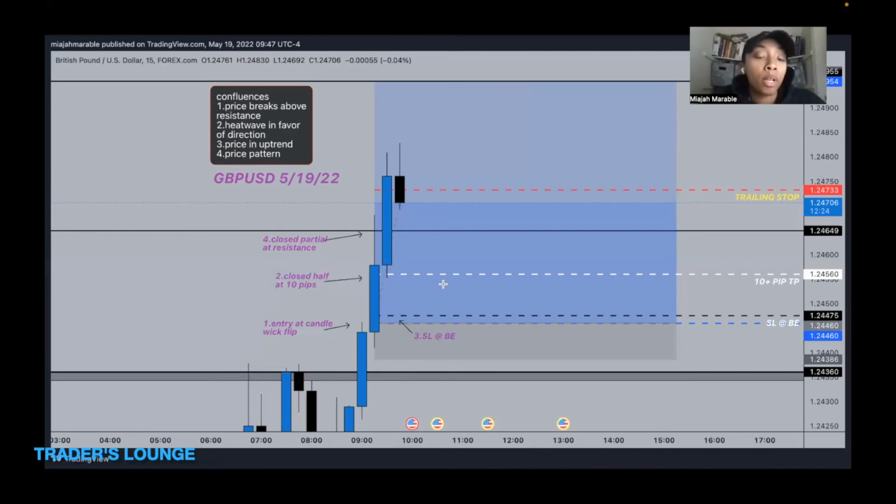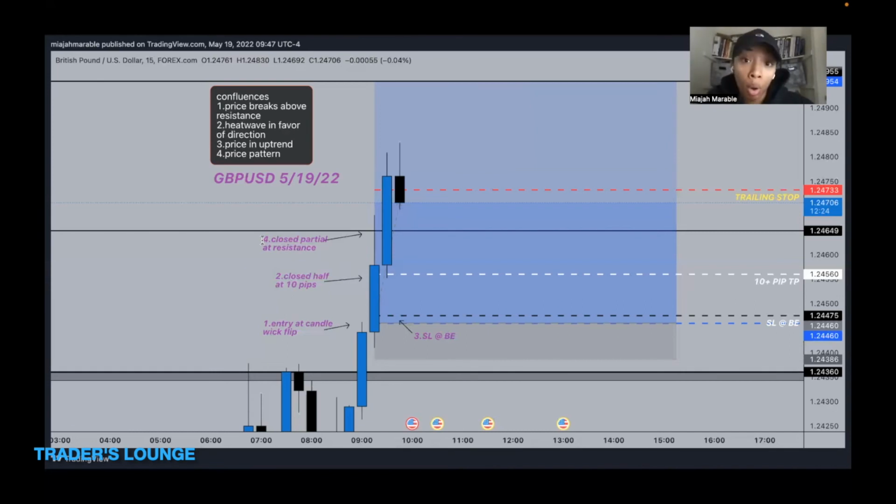Another way that I move my trailing stop is if this candle were to close, then I would move my trailing stop here. But also I'm thinking, okay, if price broke above this wick here, it really should not come back down to this bottom wick here and then shoot back up. If it's going to come back down to this bottom wick here, then it's going to continue in the other direction.